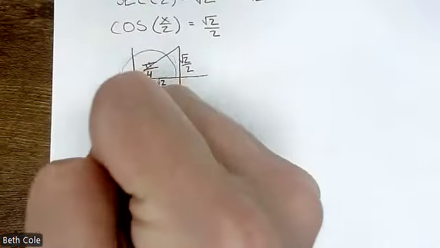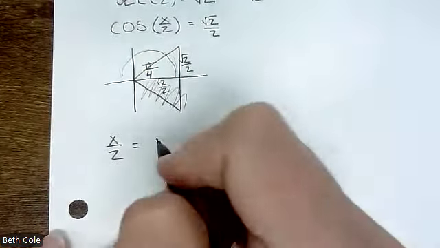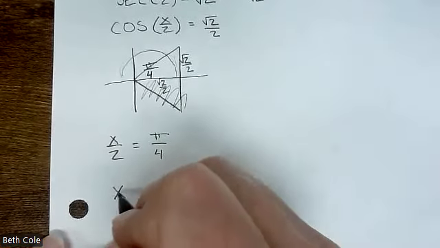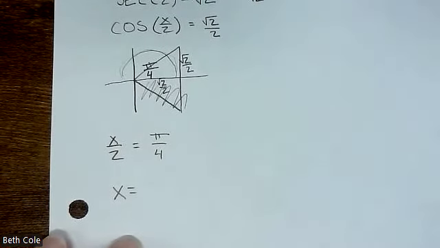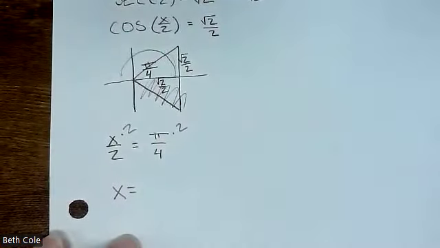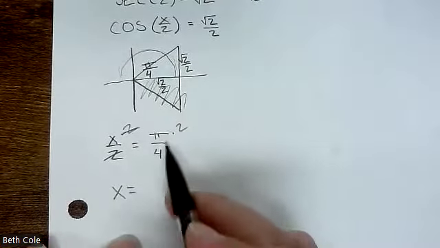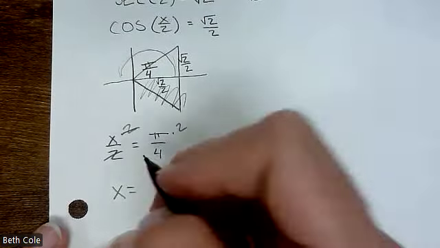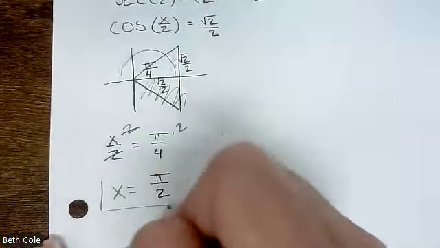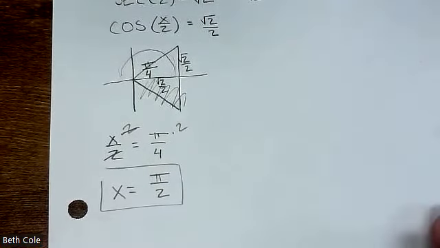All right, so you're going to have x over 2 equals pi over 4. And then you get that one extra step where you have to get x by itself. So in this case, we're going to multiply by 2. And so what does that give you for your final answer? Yep, pi over 2. Good. 2/4 would reduce to 1/2.